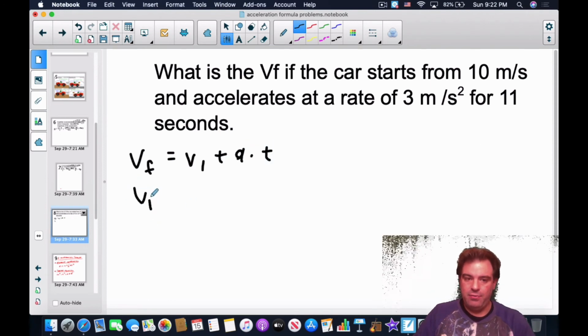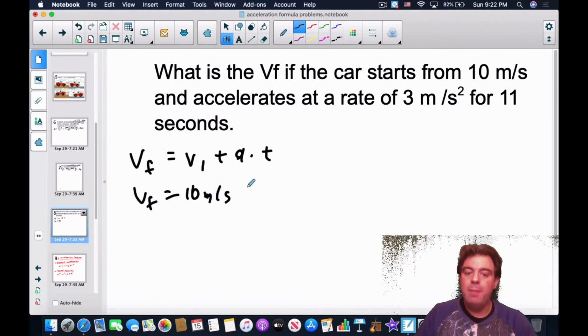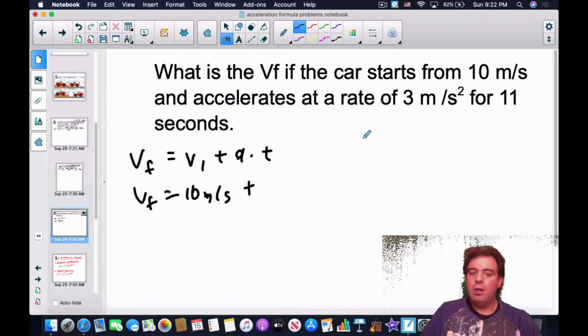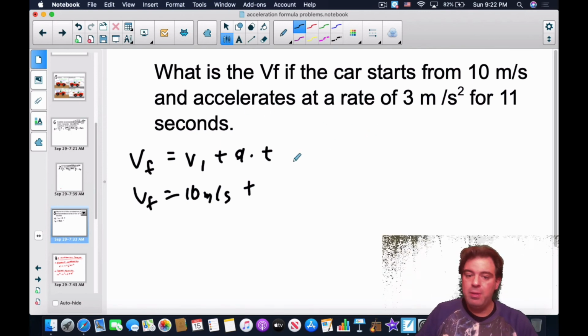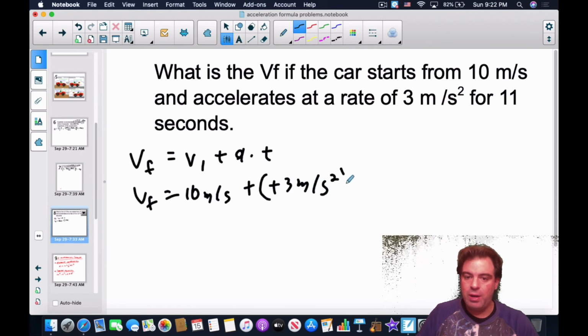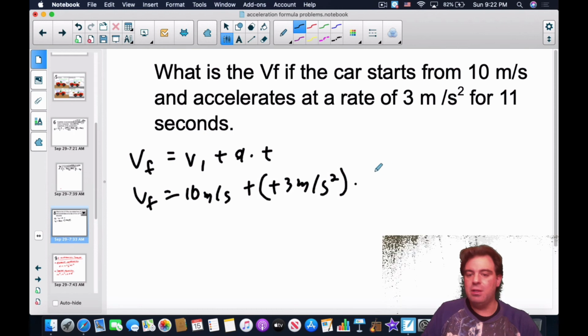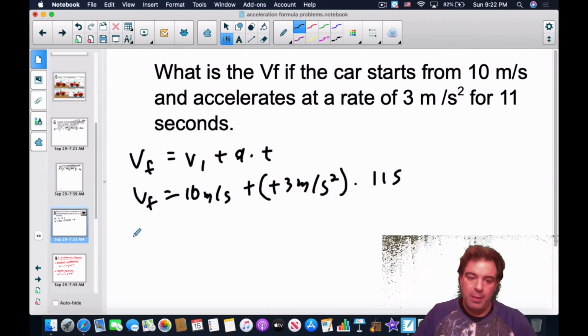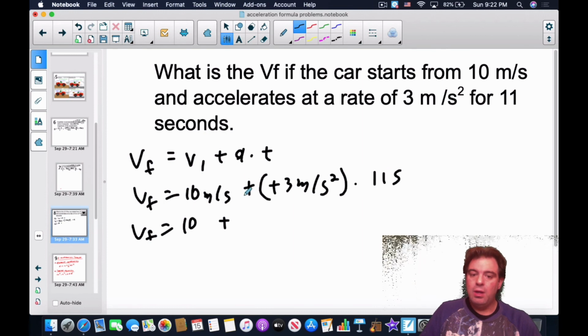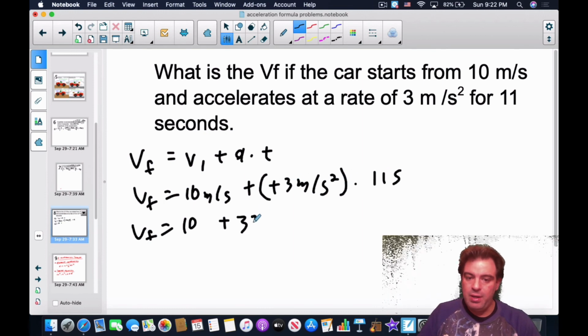So velocity final equals velocity initial, which the problem says is 10 meters per second, plus the acceleration, which is 3 meters per second squared, times the time, which in this case is 11 seconds. So we're going to leave the 10 meters per second as is, and multiply these two terms. 3 times 11 is 33. So 10 plus 33 gives us a velocity final of 43 meters per second.